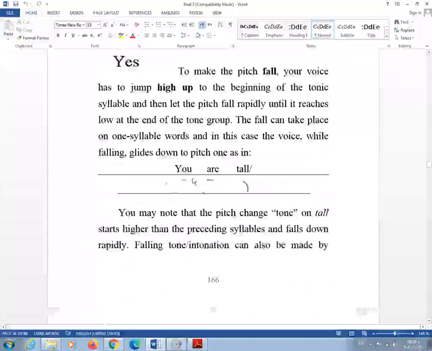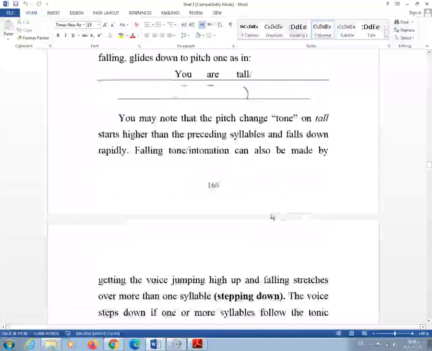You're tall. You are tall. And what is the key word here? Tall. And what's the tonic syllable? Tall. And as you see, there is a falling on it. There is a pitch change. You're tall.